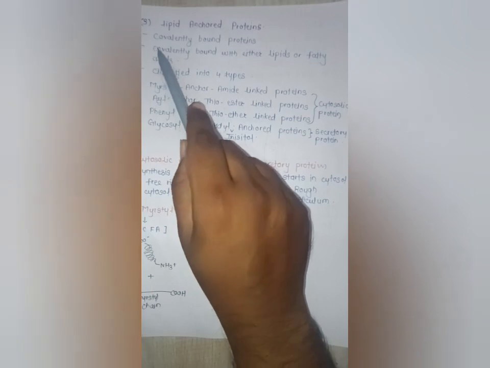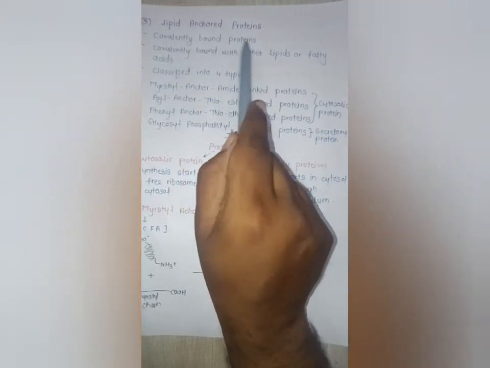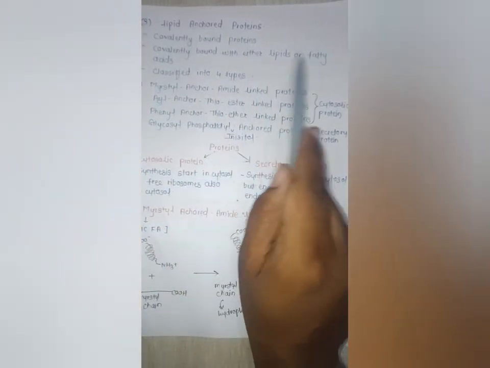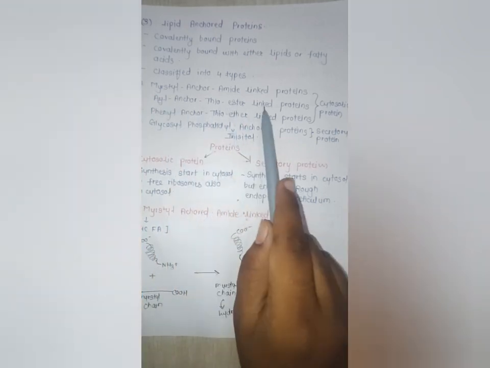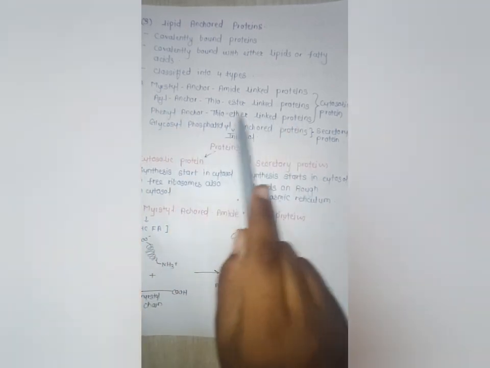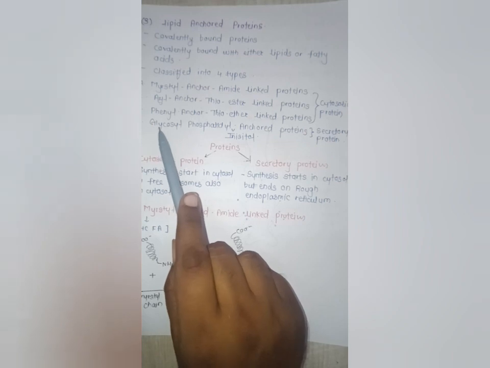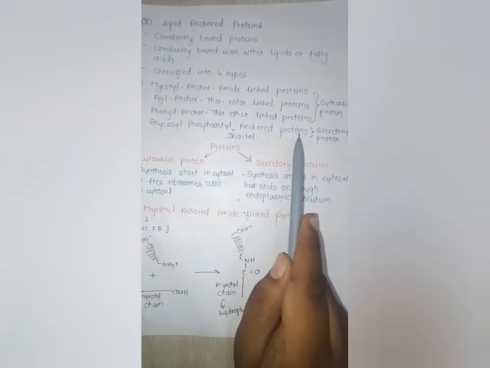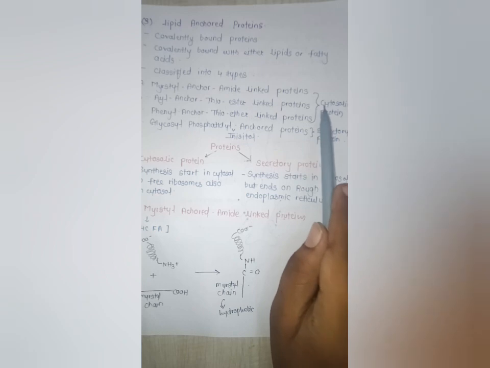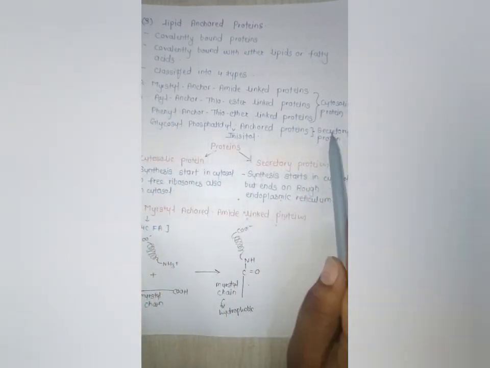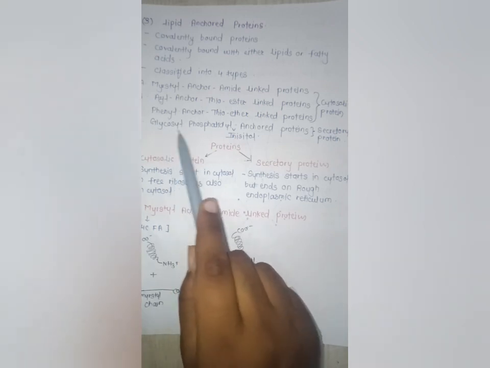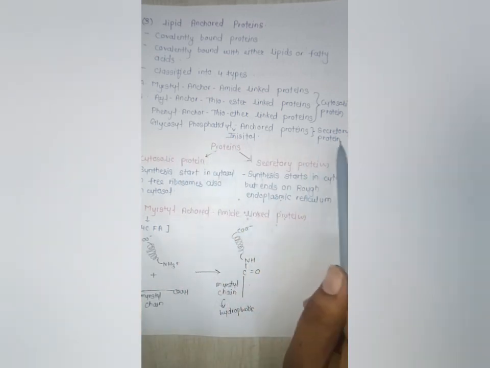The third protein type we see is lipid anchored proteins. These are covalently bound proteins. They are covalently bound with either lipids or fatty acids. They are classified into four types. First one, myristyl anchored amide linked protein, acyl anchored thioester linked protein, prenyl anchored thioether linked protein, and glycosyl phosphatidyl inositol anchored protein, in which the first three are cytosolic proteins, whereas the fourth one, glycosyl phosphatidyl inositol anchored protein, is a secretory protein.